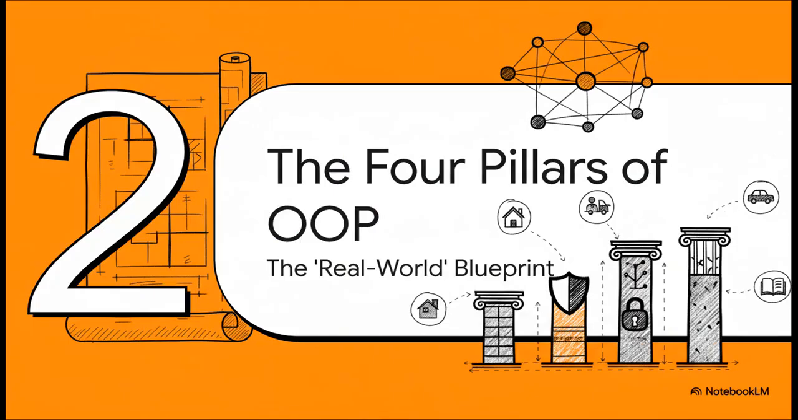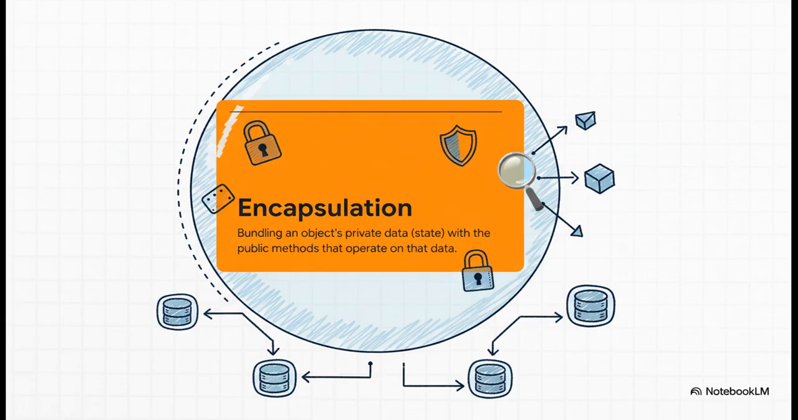Okay, but to really get how this works, we need to understand the blueprint they use to structure all this real-world data. It all boils down to what are called the 4 pillars of object-oriented programming. Let's walk through them. First up is encapsulation. You can think of this like a protective little capsule. An object bundles its private data, its internal state, together with the public functions or methods that are allowed to change it. This is so important for keeping things secure and predictable. It basically means every object is the master of its own data.